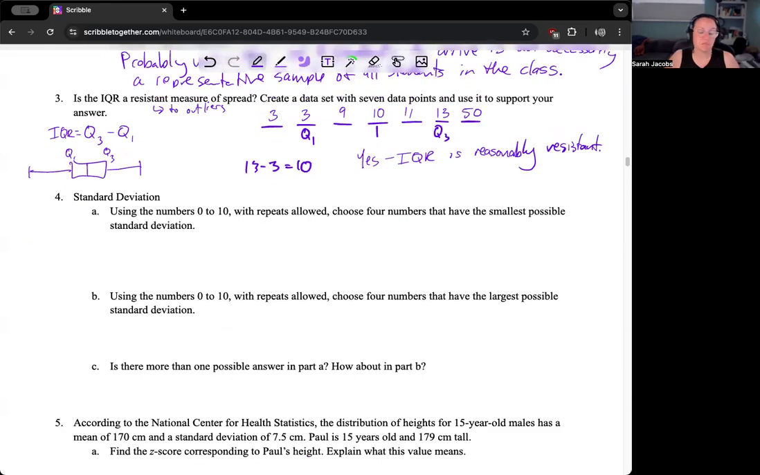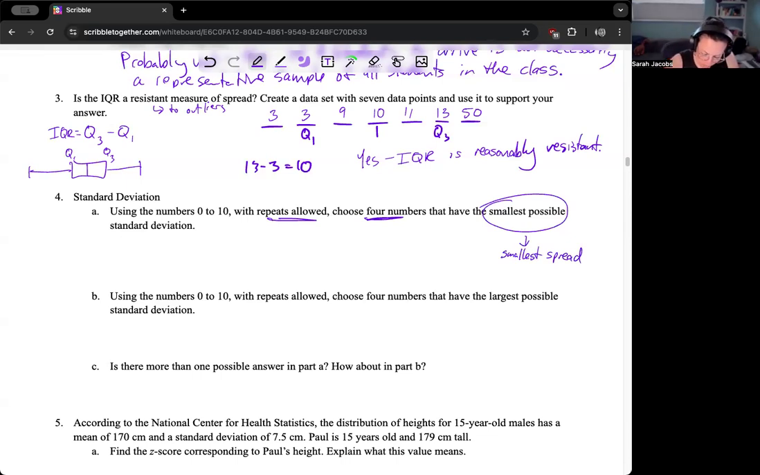Standard deviation. Okay, I'm playing around with this. Using the numbers 0 to 10 with repeats allowed, choose 4 numbers that have the smallest possible standard deviation. Okay, smallest possible standard deviation. I'm going to translate this to smallest spread. And you could use any number here, because what's the smallest spread if not 0, right? If they're all the same thing.